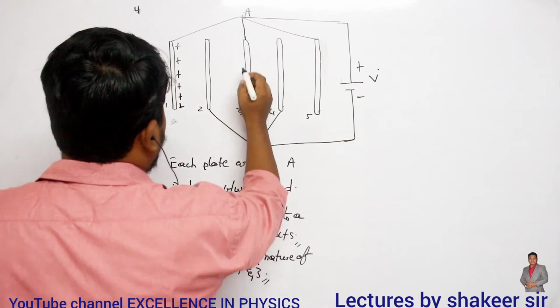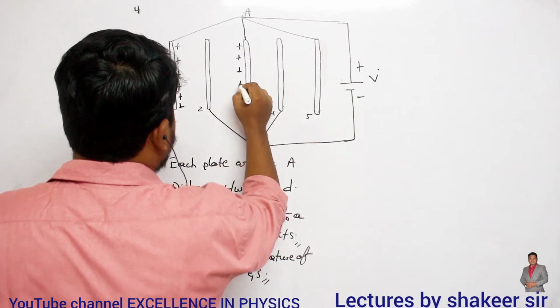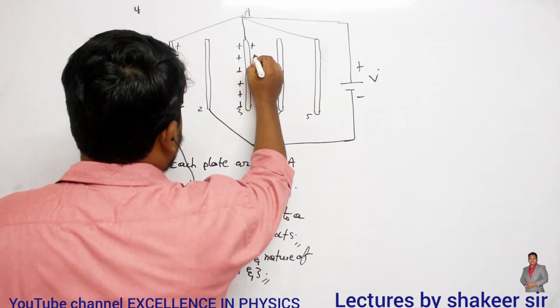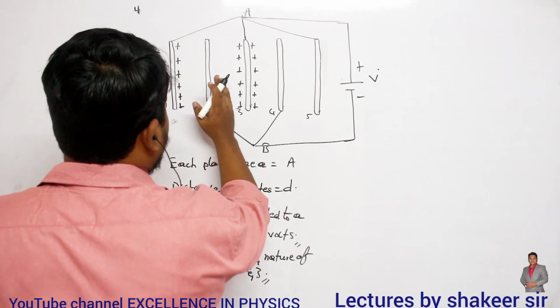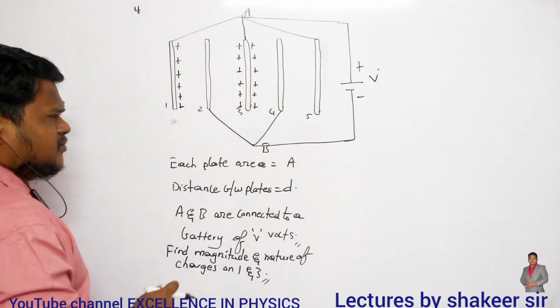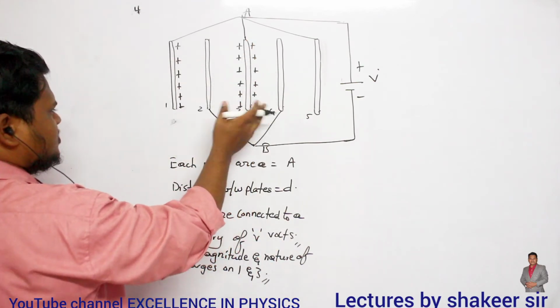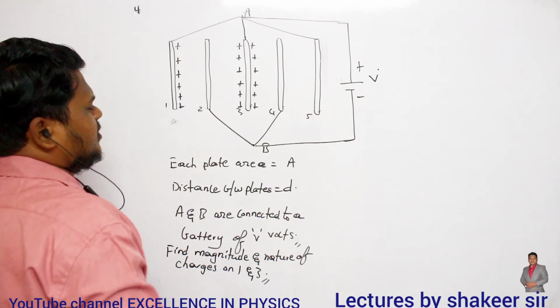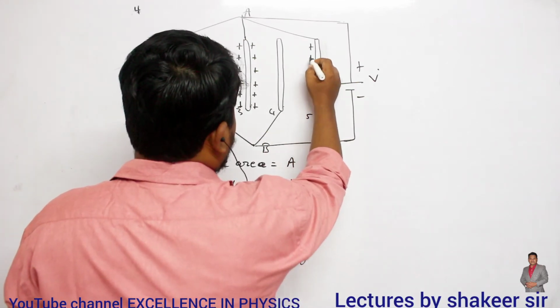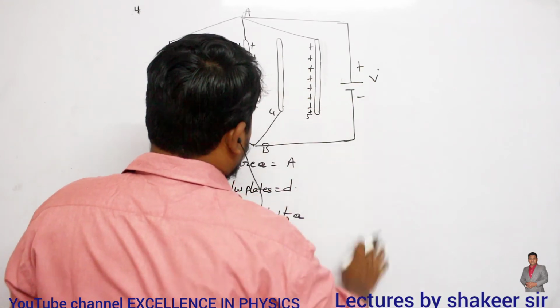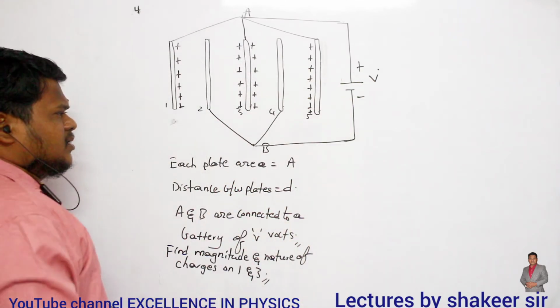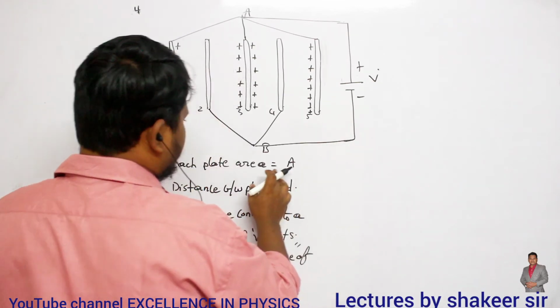And plate number 3 is also positive, and it is positive on both sides. What is the reason? Because on this side we have a plate, and on the other side also we have a plate, so charges will be present on both sides of plate number 3. And plate number 5 also will be a positively charged plate because it is connected to the positive terminal of the battery.